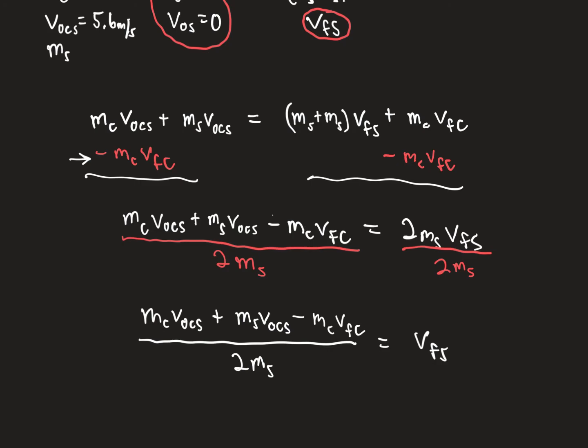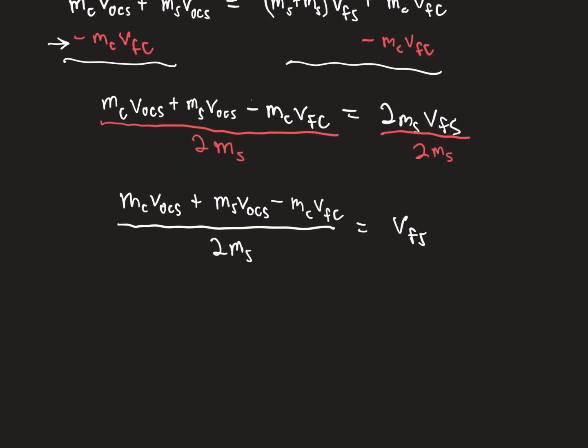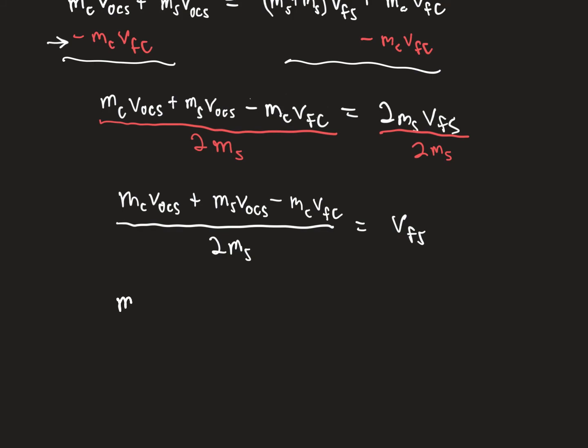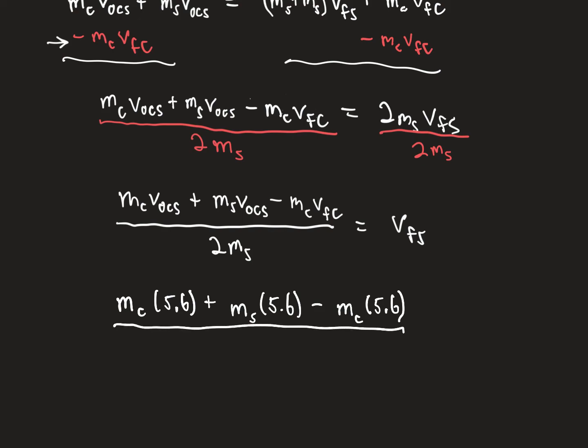Okay. Do I know any numbers in this problem? Did they give us any numbers? I don't know the mass of the child, so that stays blank. V initial of the child plus the sled? 5.6. Okay. Plus the mass of the sled, I don't know that. V initial of the child and the sled, do I know what that is? That's 5.6. Okay. Minus mass of the child, still don't know what that is. Do I know the final velocity of the child? What's that? 5.6. All divided by 2 times the mass of the sled, and I don't know the mass of the sled, equals V final of the sled.